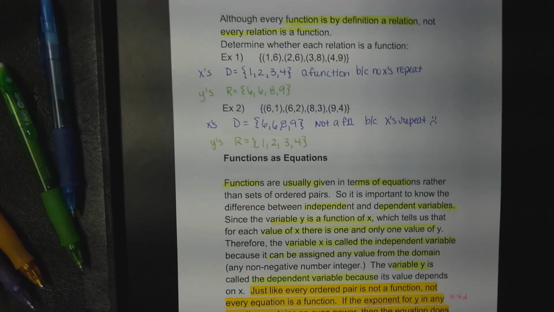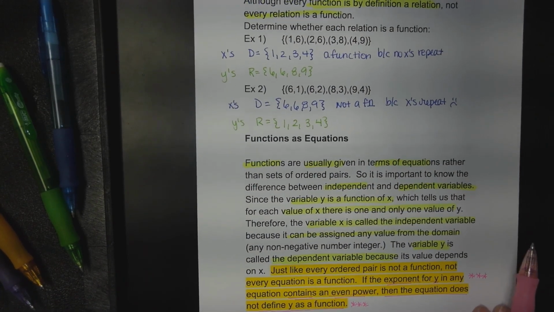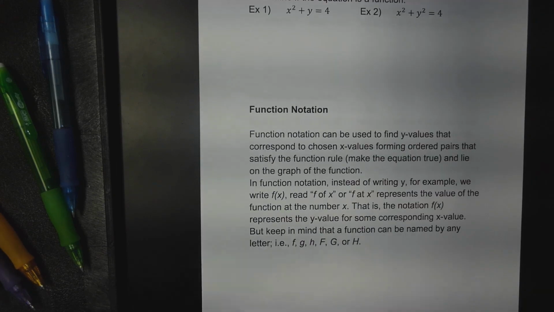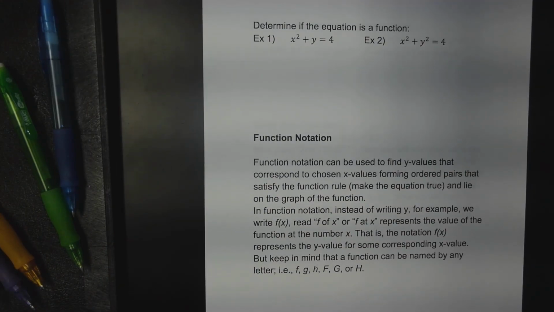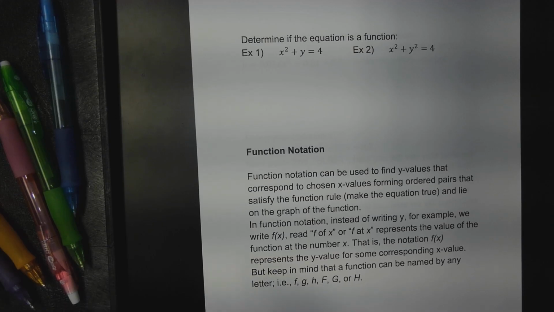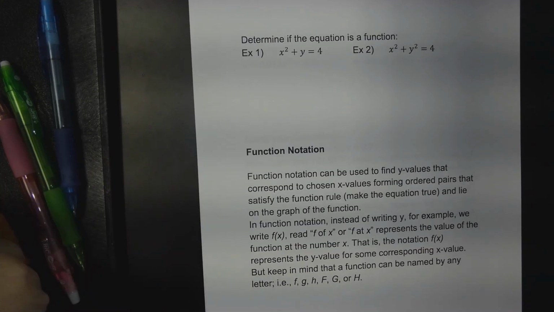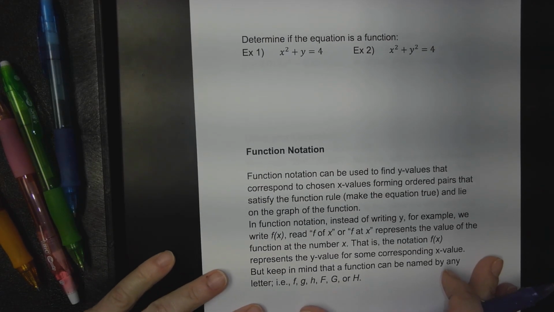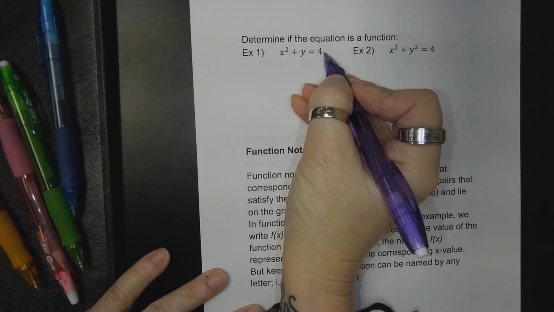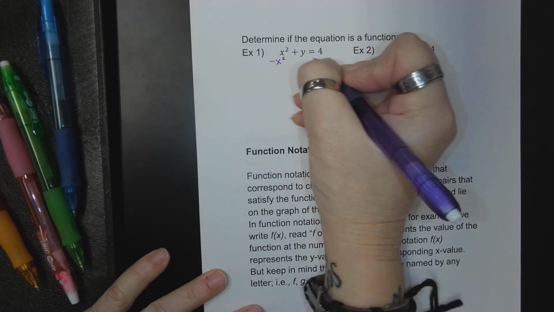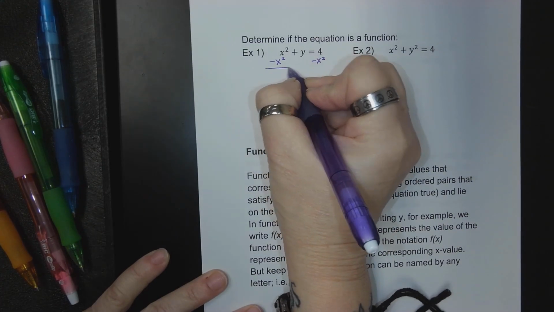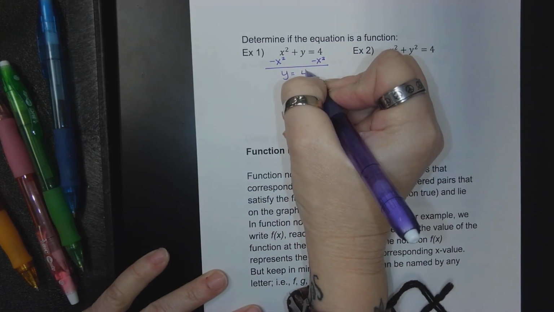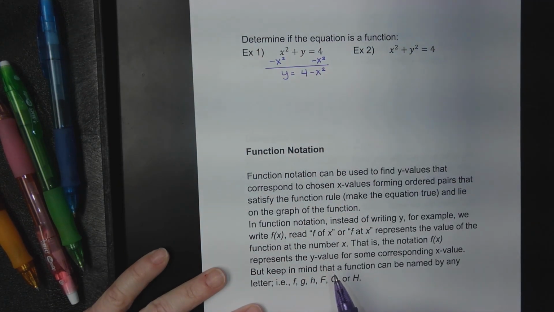All right. And now, since I just stated this, I'm not going to expect you to believe me. I'm going to show you why that is so. So now we're going to determine if the equation is a function. To do this, we always solve for y. So let's do that on the first one. To solve for y, we're going to subtract our x squared, and what you do on one side, you have to do on the other. So then y equals 4 minus x squared.